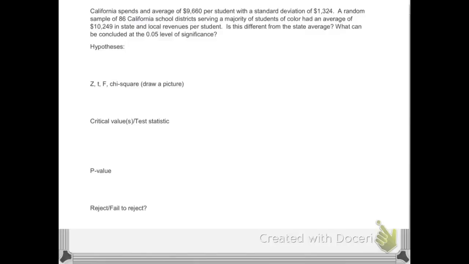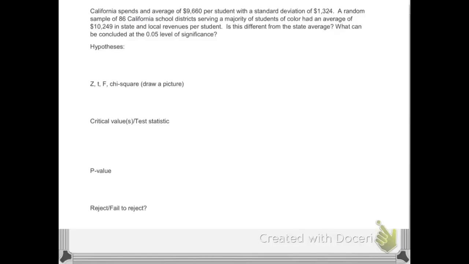A random sample of 86 California school districts serving a majority of students of color had an average of $10,249 in state and local revenues per student. So they had, looks like, a little bit higher on average just from the sample of 86. Is this different from the state average, and what can be concluded at the 5% level of significance?